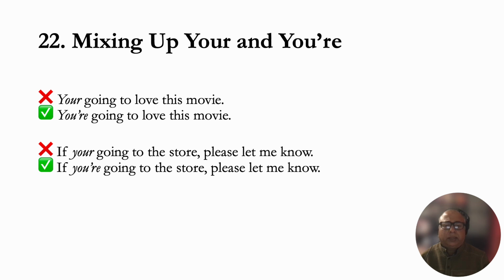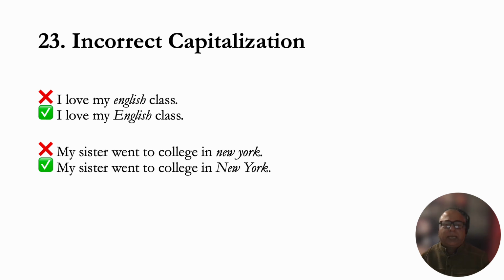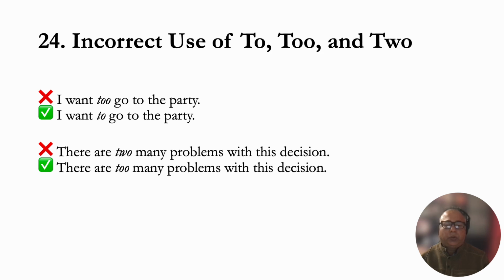Avoid writing that way. The correct way of writing is you are, contraction, you're going to love this movie. Incorrect capitalization. Sometimes students do not capitalize proper nouns. A proper noun is the name of a place or person. I love my English class. Notice that the E is capital. I love my English class with a small e, that's incorrect.